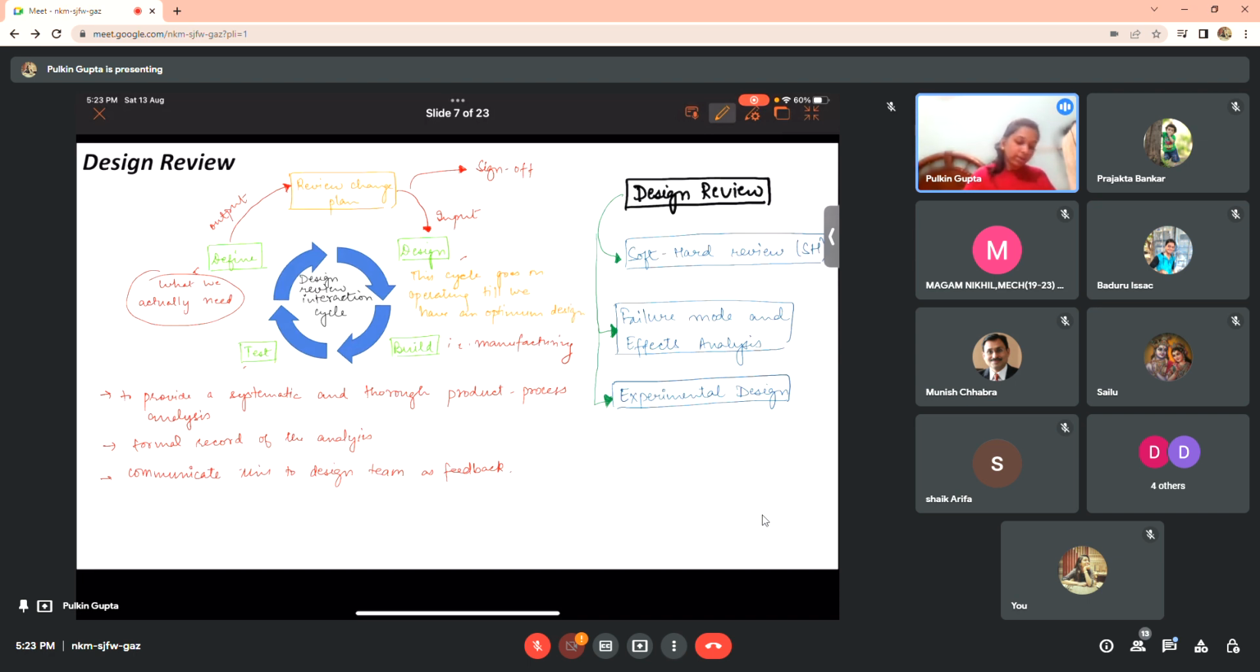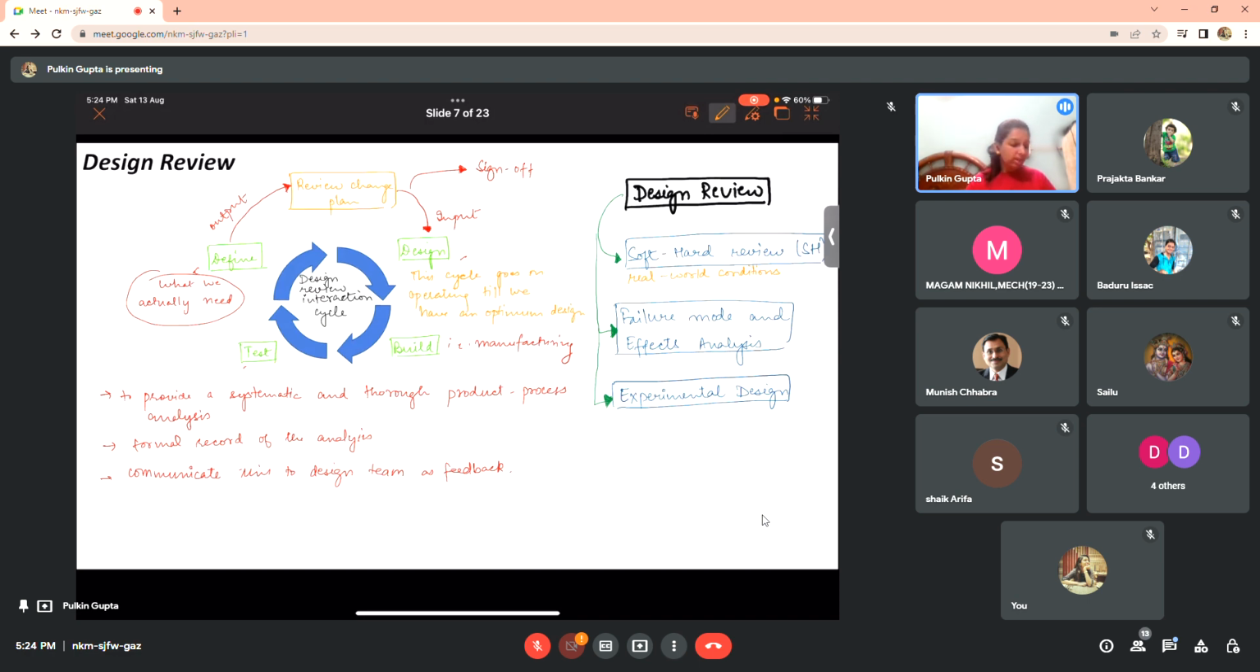Okay. So now in design review, we have soft hard reviews, failure mode and effect analysis, and experimental design. The purpose of the soft hard review is to look into the use of the products in real world situations, when they are used to their full capacity. So they basically look into real world conditions. Suppose you are using a pen and it has worn out. What are the chances of you having any damage from it? That is what a soft hard review is.